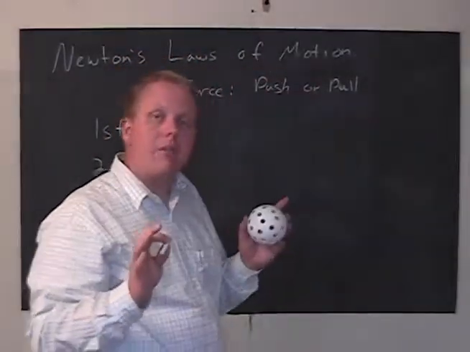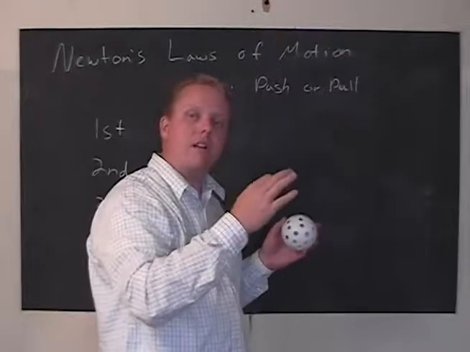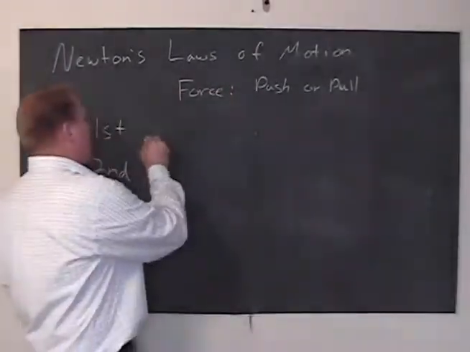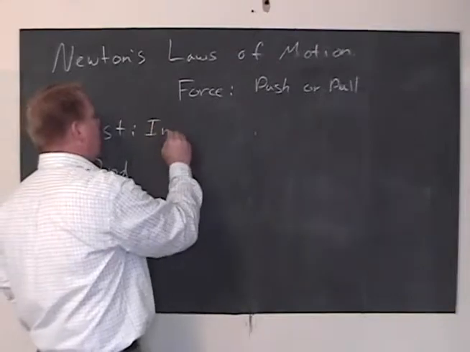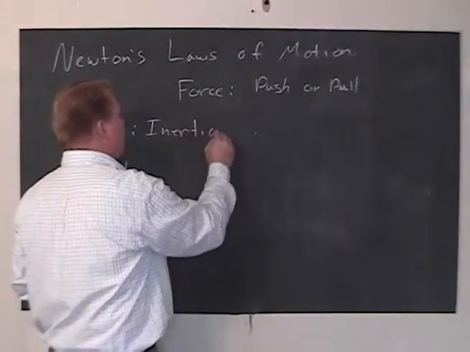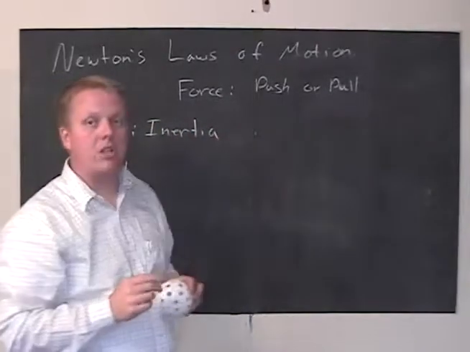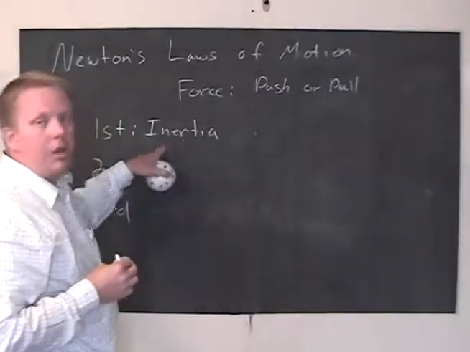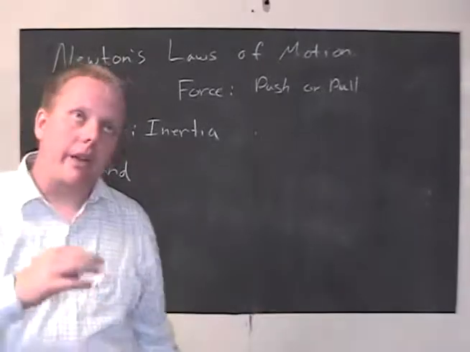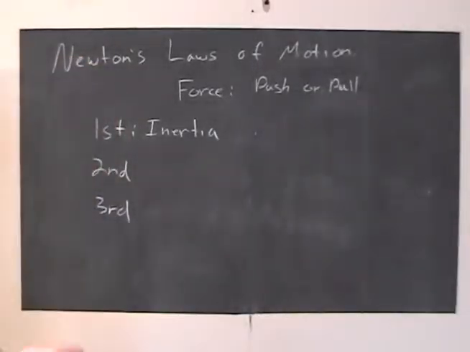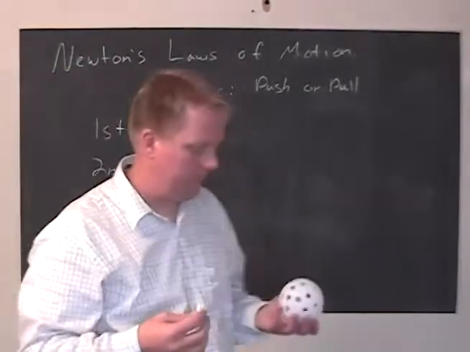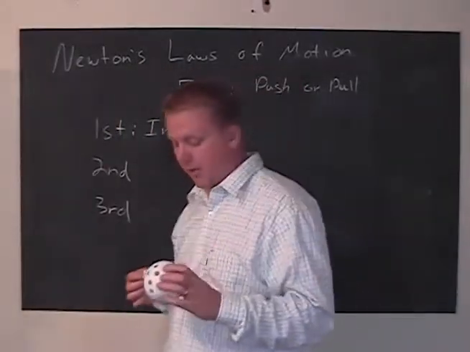But the property of any mass to continue with its state of motion, either in a straight line or not moving at all, is called its inertia. The property of matter to continue in its state of motion. That's inertia. So we call the first law the law of inertia. Okay, so it's the first law. We gave it a name. It's the law of inertia. Really creative name, though. You have to give us that.